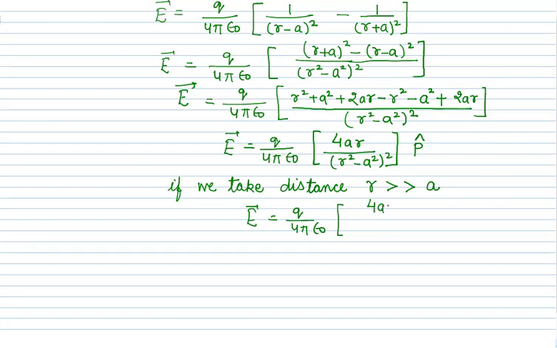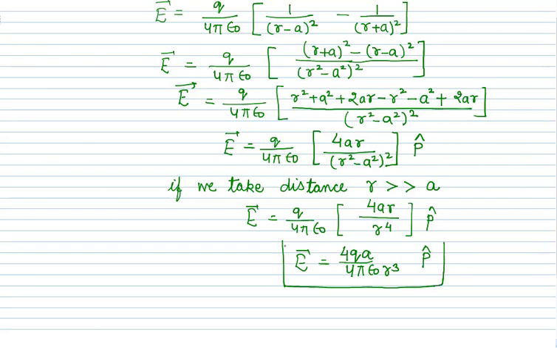So because r is very large, we can write Q upon 4 pi epsilon naught, 4ar upon (r square) to the power 2. a is neglected, so we are left only with r. So this is r to the power 4, and the direction is p cap. Now see, this r cancels with this r to the power 4, so we are left with r to the power 3 only. So again, E is equal to Q upon 4 pi epsilon naught r cube and 4a. So we have the electric field E as 4qa upon 4 pi epsilon naught r cube, and the direction is p cap.